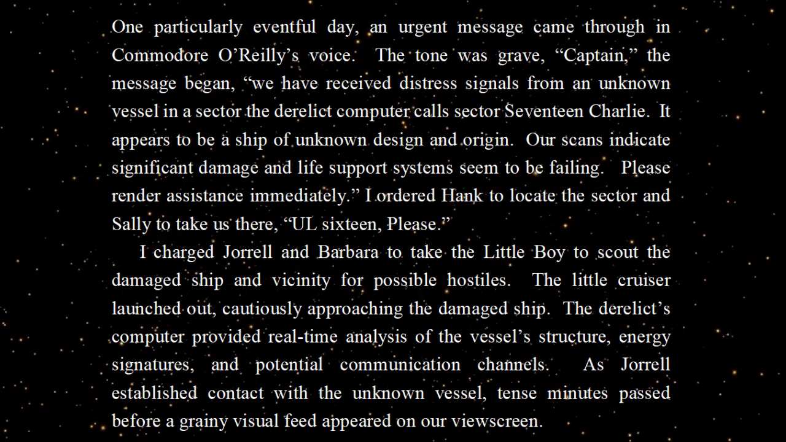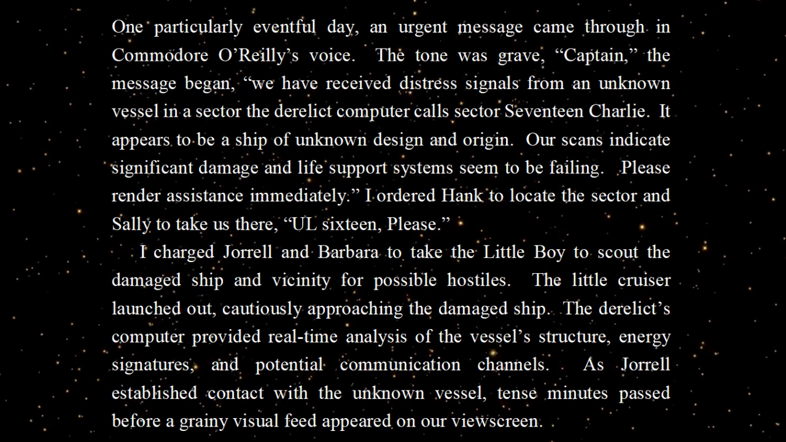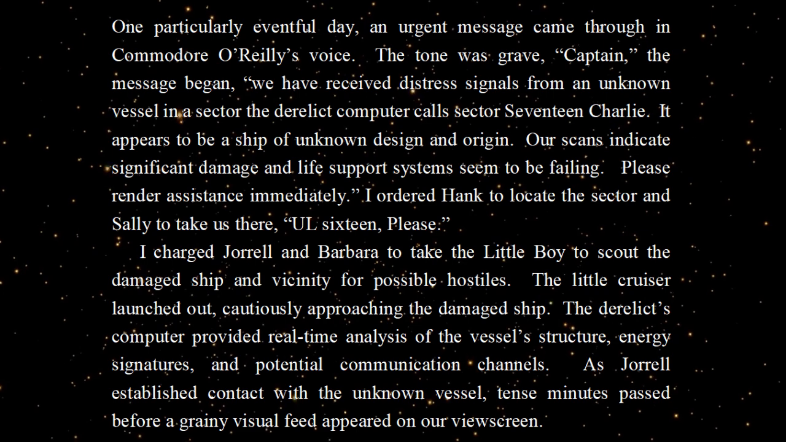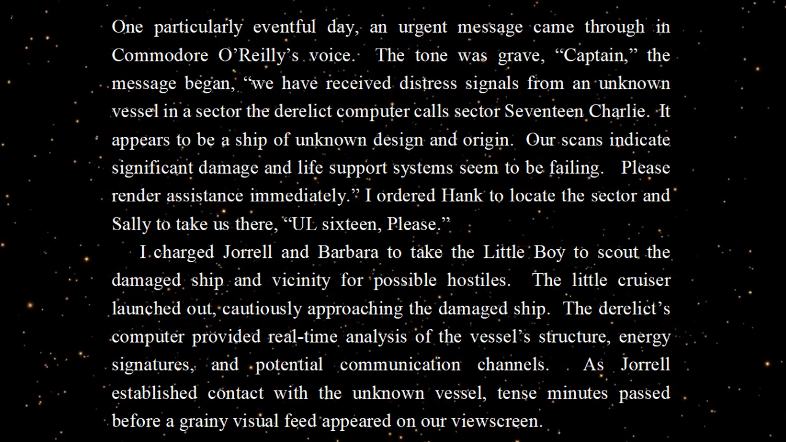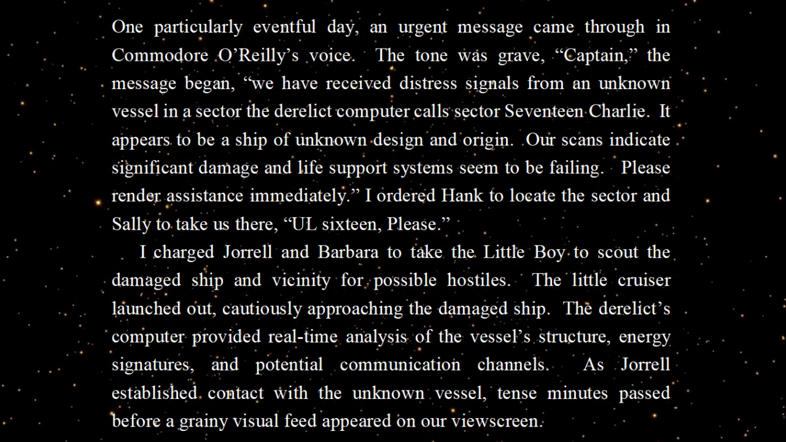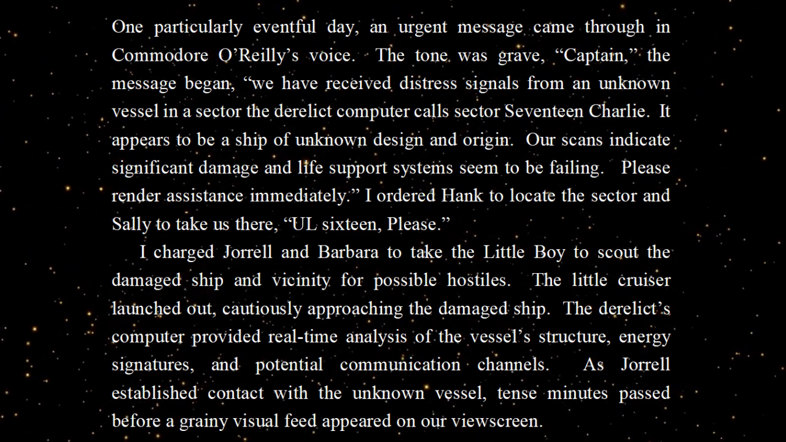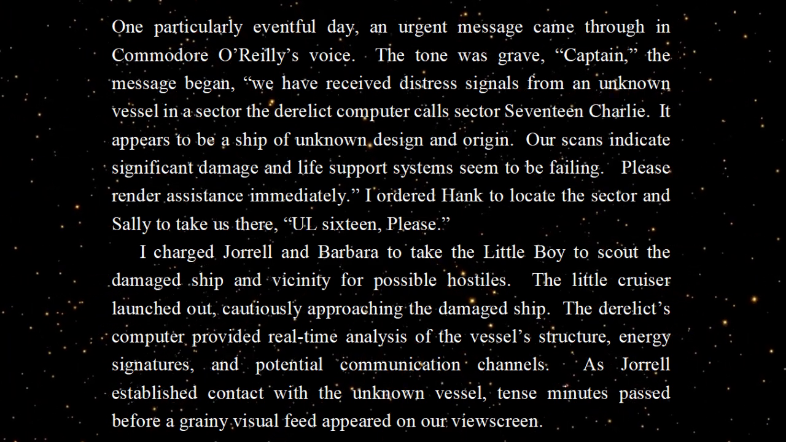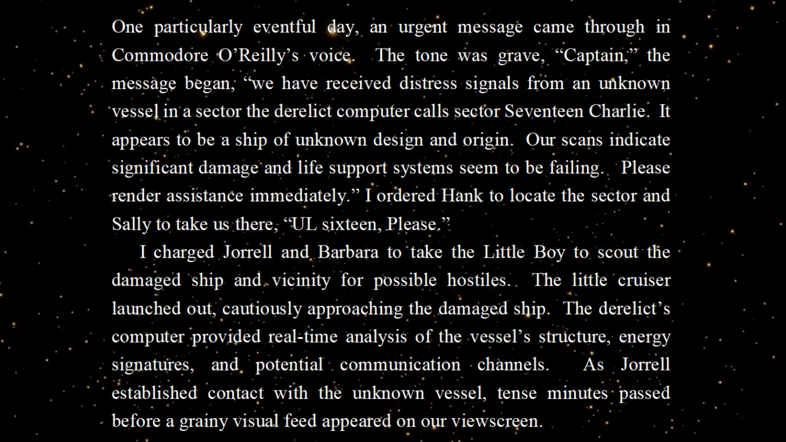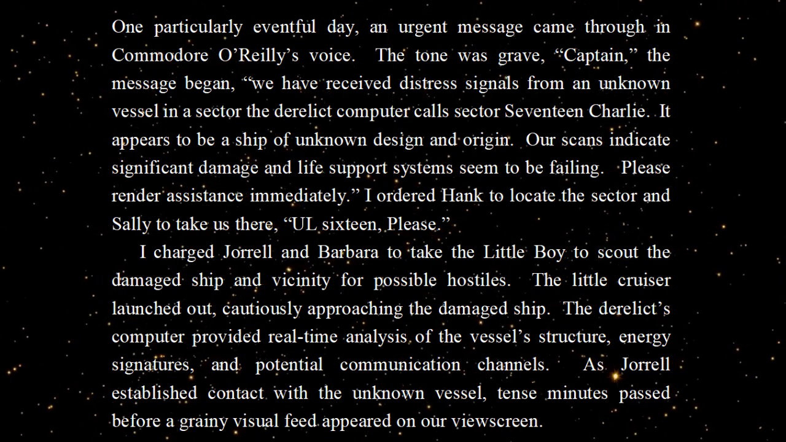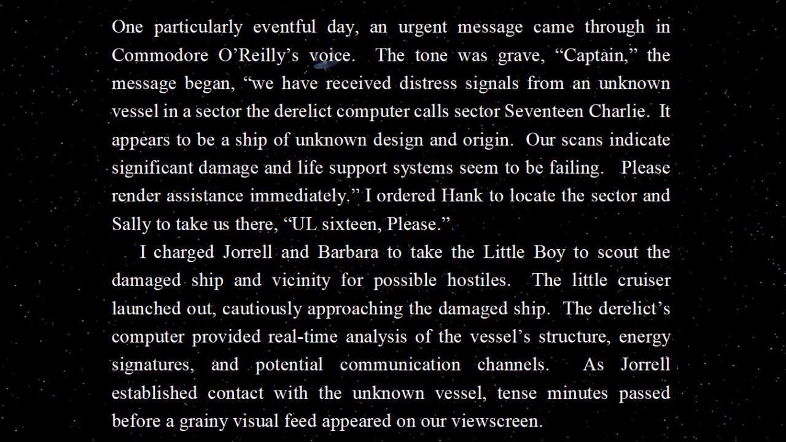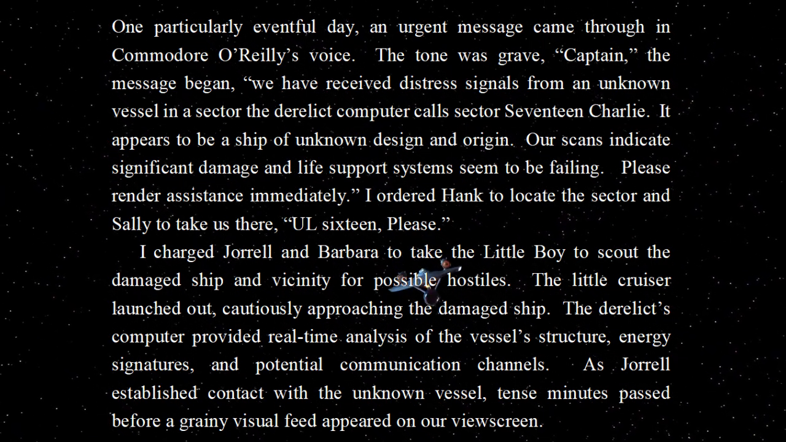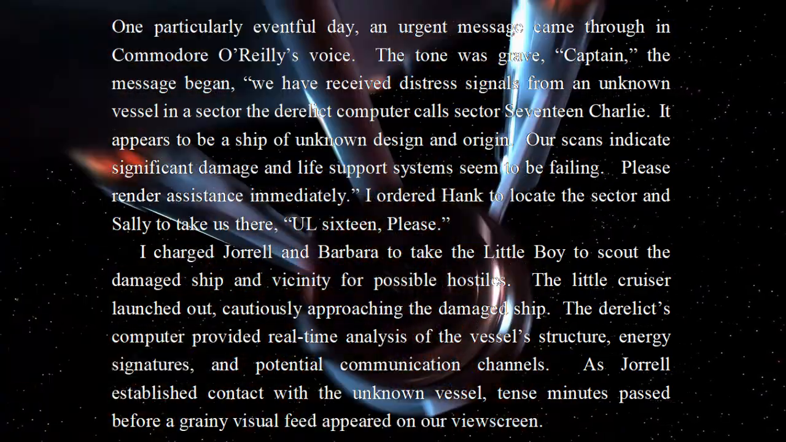The tone was grave. "Captain," the message began, "we have received distress signals from an unknown vessel in a sector the derelict computer calls Sector 17 Charlie. It appears to be a ship of unknown design and origin. Our scans indicate significant damage and life support systems seem to be failing. Please render assistance immediately." I ordered Hank to locate the sector and Sally to take us there, warp 16, please. I charged Jorrell and Barbara to take the Little Boy to scout the damaged ship and vicinity for possible hostiles.